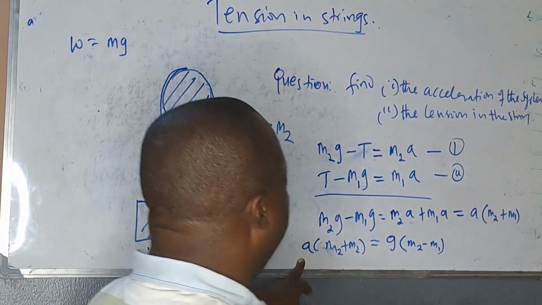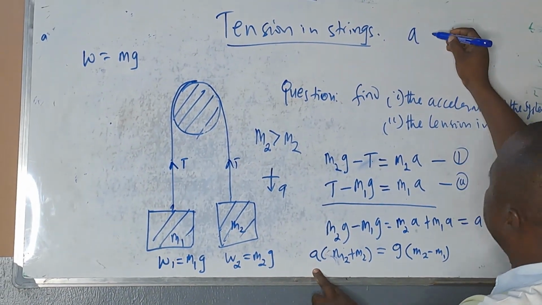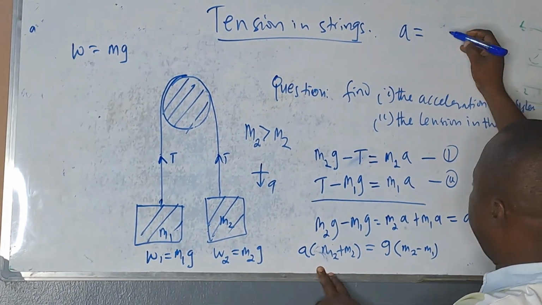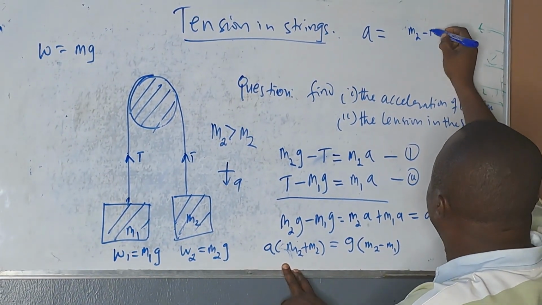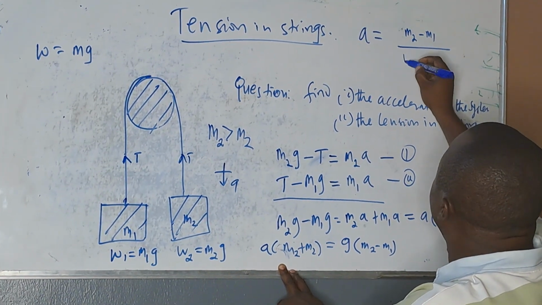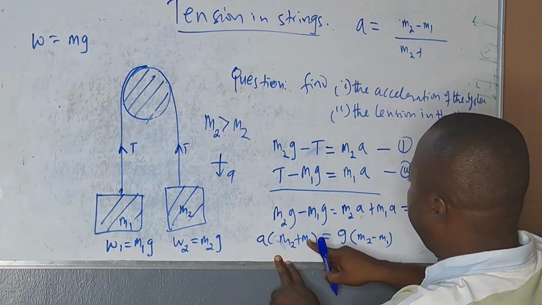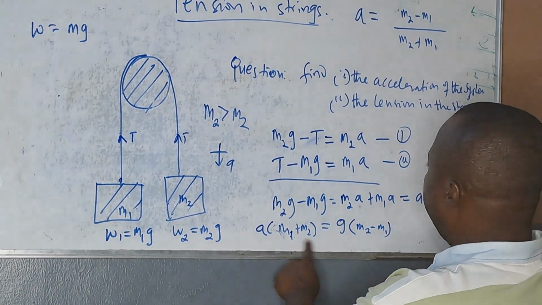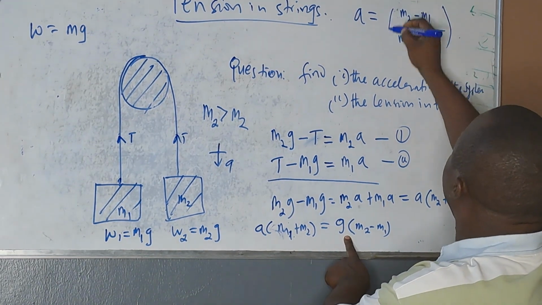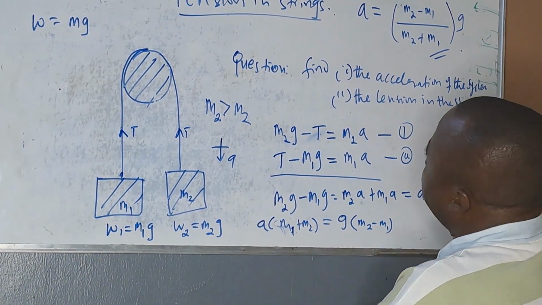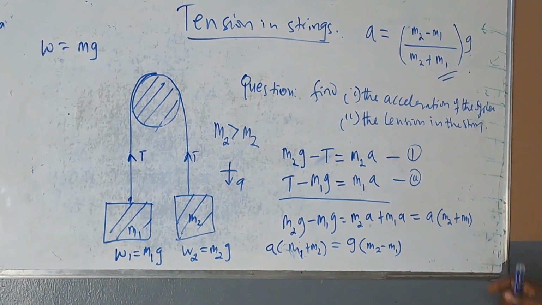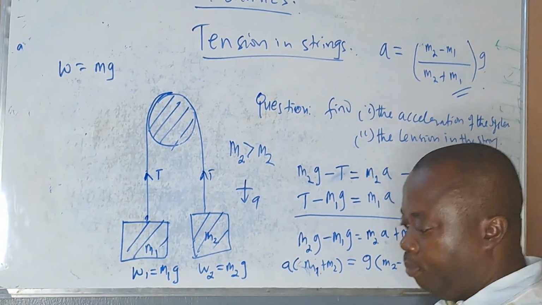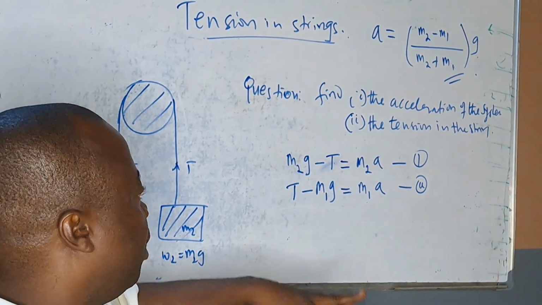Therefore, making A the subject, the formula we have is A equals M2 minus M1 all over M2 plus M1, into G. This is the answer. This is the solution for the acceleration of M2, and also of M1. Next, the tension in the string. That is question number 2.